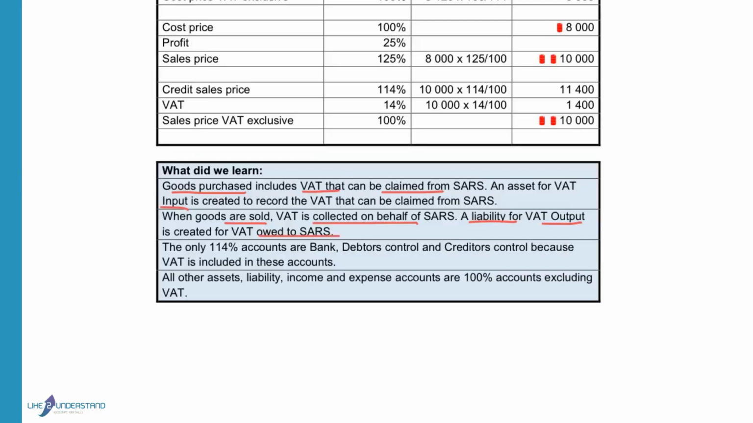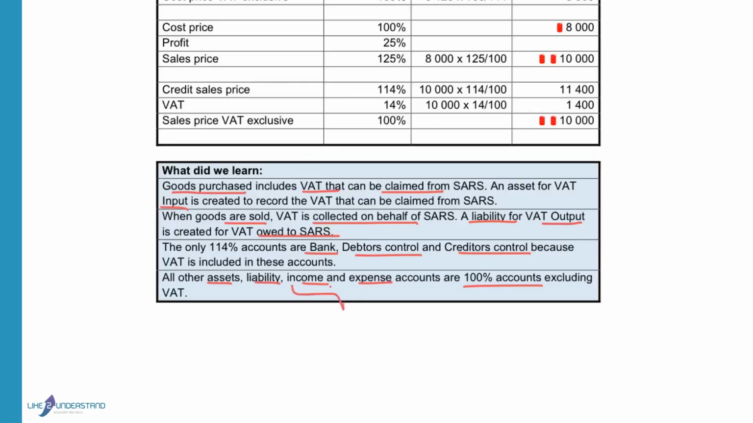The only 114% accounts that you will have in your general ledger is bank, debtors control, creditors control. Then all the VAT accounts will be 14%, and all your other assets, liabilities, income and expense accounts will only be 100% accounts. It will always exclude VAT. So you can't show any income or expense including VAT.